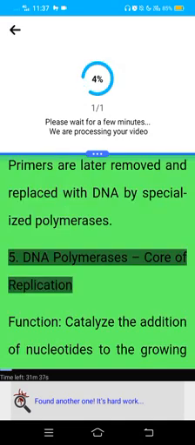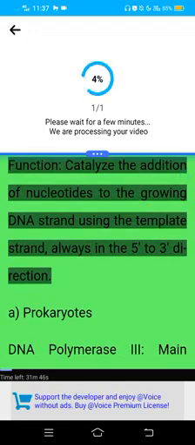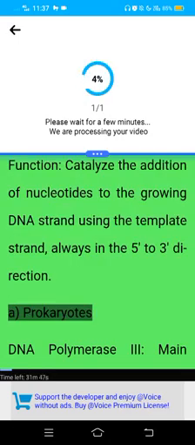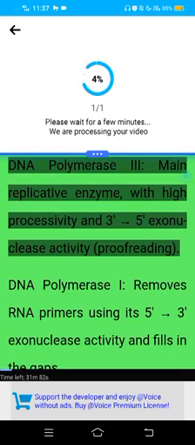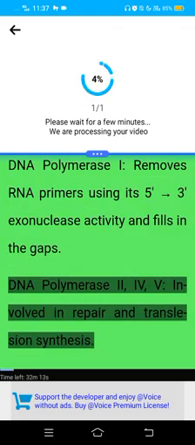5. DNA polymerases, core of replication. Function: Catalyze the addition of nucleotides to the growing DNA strand using the template strand, always in the 5' to 3' direction. In prokaryotes: DNA polymerase III, the main replicative enzyme, with high processivity and 3' to 5' exonuclease activity, proofreading. DNA polymerase I removes RNA primers using its 5' to 3' exonuclease activity and fills in the gaps. DNA polymerase II, IV, and V are involved in repair and translesion synthesis.